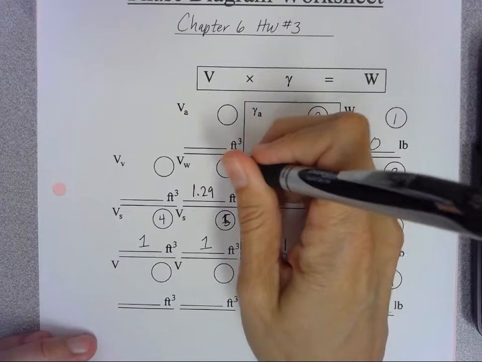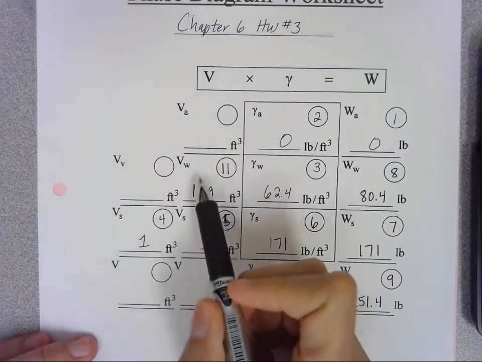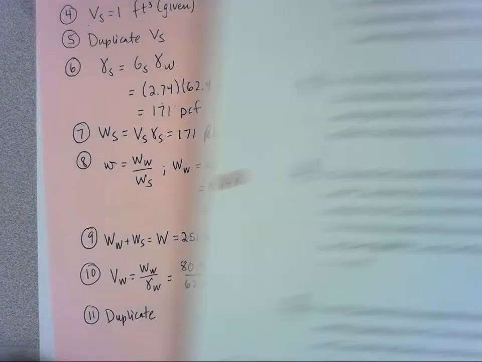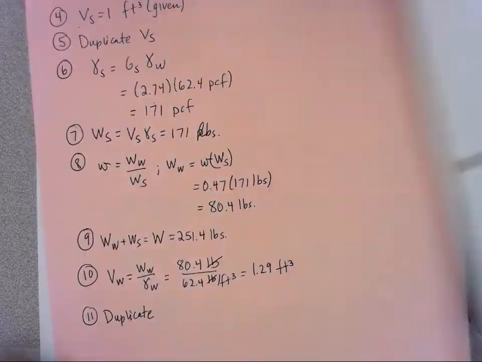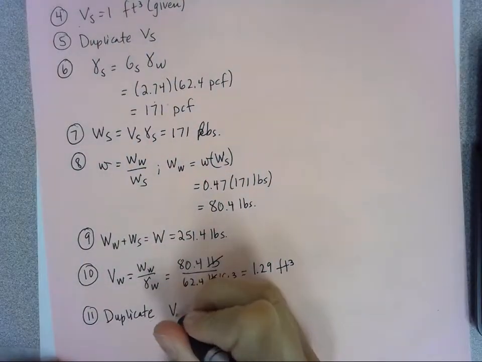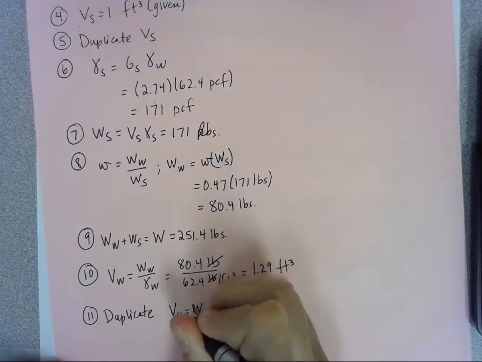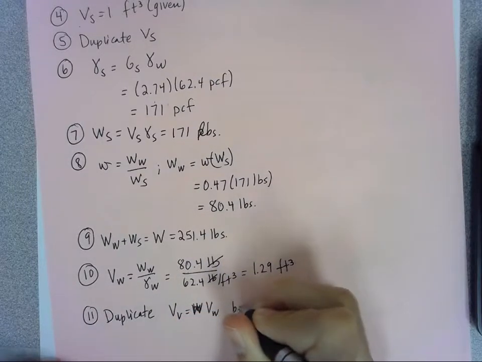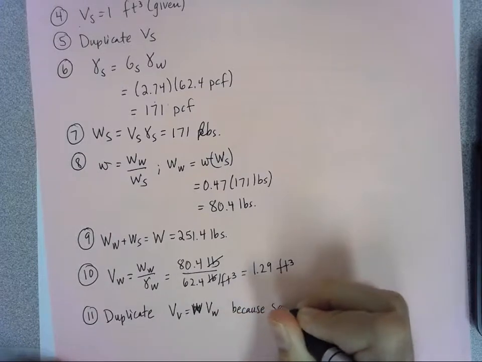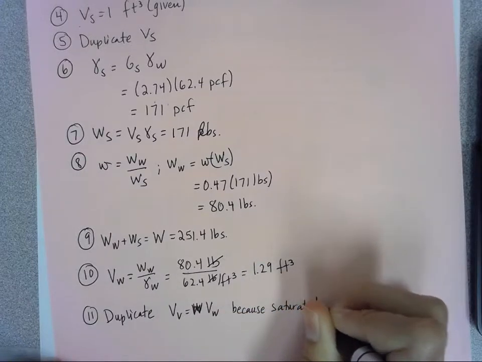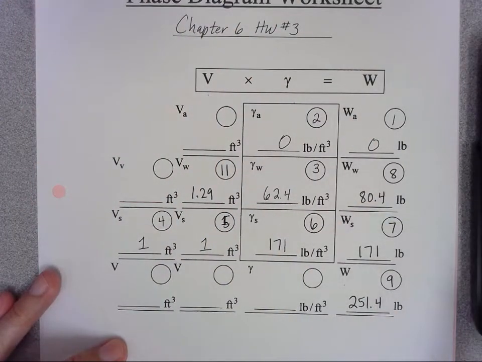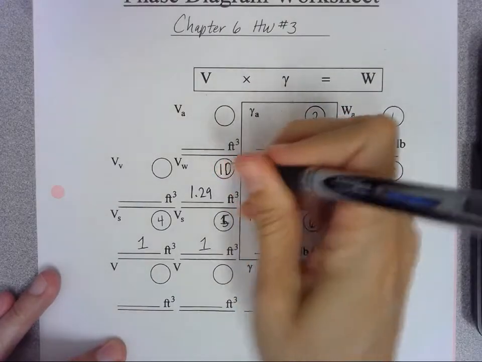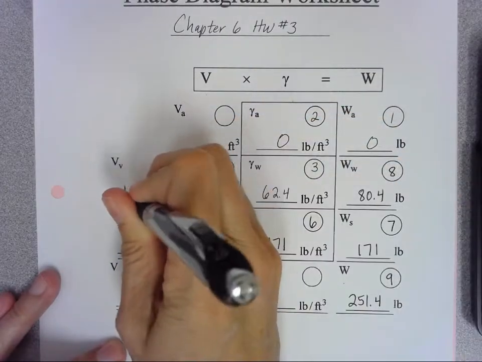And I guess the question is, how am I knowing to duplicate that? Well, remember, if I go back to my initial problem statement, it says that everything is saturated. Remember, we're all below a body of water. So my volume of voids is going to equal my volume of water, because it's saturated. Okay, so that's a little justification for that. And so, I meant to make this 10 and this 11, 1.29.